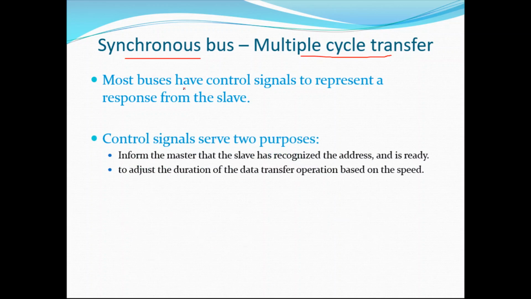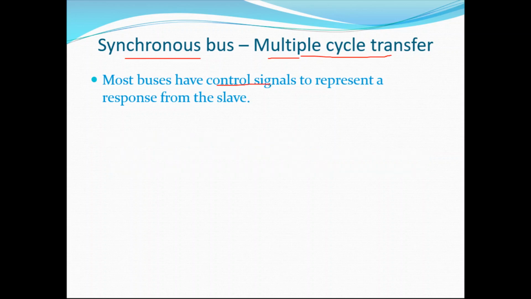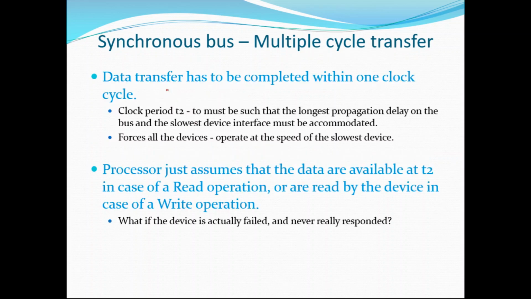And not only that, we are also going to introduce one control signal. So there are two drawbacks here. One drawback is all the devices were forced to operate at the speed of the slowest device because of the requirement that the data transfer should be completed within one clock cycle. The second drawback is that whether the read or the write operation was successfully done or not, the processor does not know. They just work based on the timing: at this time this should have happened, accordingly it works. So these two drawbacks we are going to remove from the synchronous bus.